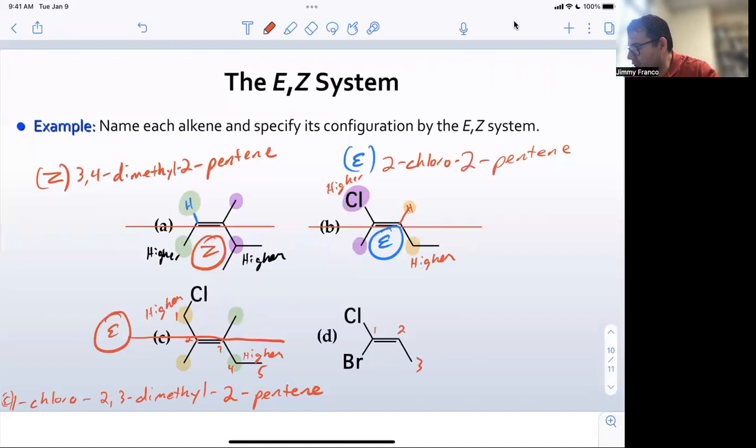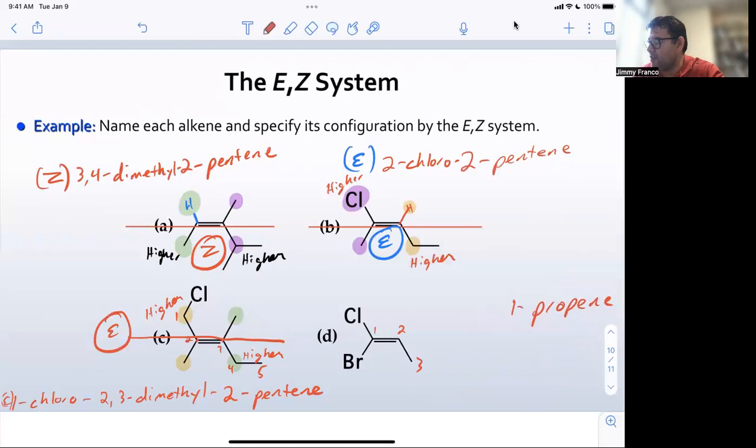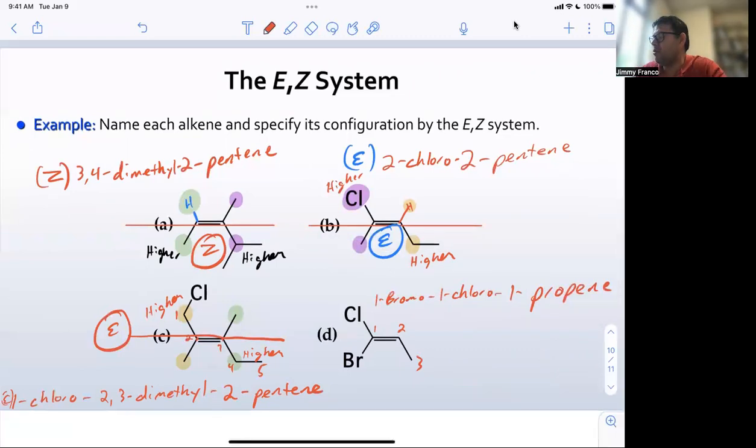So 3 carbons is pentene, or sorry, propene. And this time it's on carbon 1. So it's 1 propene. Move it up here just to give us a little more space. And then we alphabetize the other group. So off carbon 1, there's a bromine. And then also off carbon 1, there's a chloro. So it's 1 bromo, 1 chloro, 1 propene. So off carbon 1, kind of everything comes off of it.